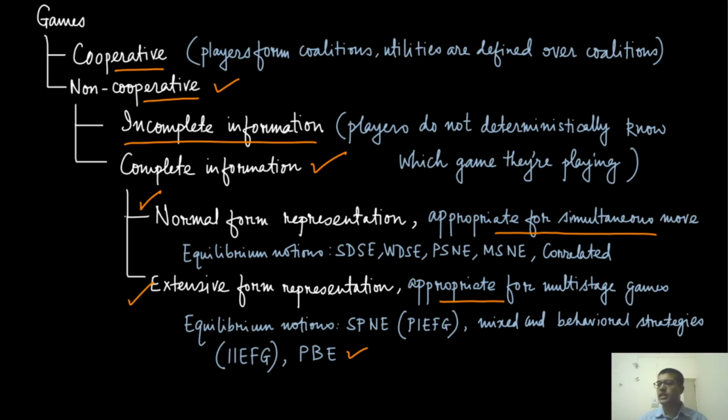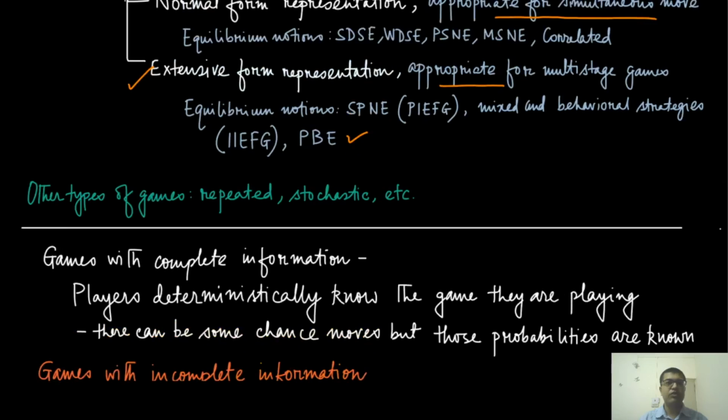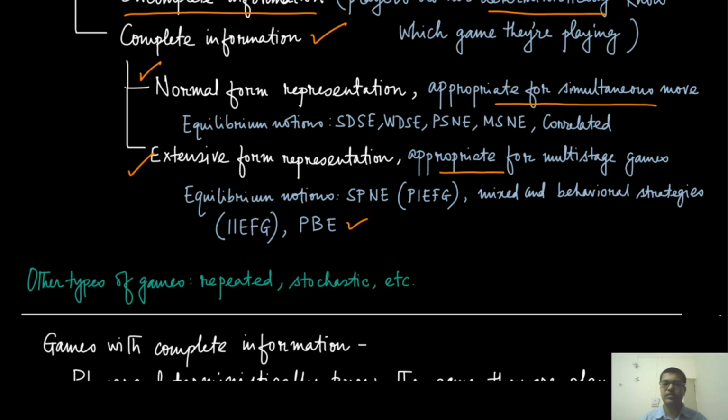What we are going to discuss in this module and in the following are games with incomplete information. This is the kind of games where players do not deterministically know which game they are playing. So let us look at such examples. And of course, there are other classes of games like repeated games and stochastic games, which we will not be discussing. In fact, given the information that we have discussed so far, we can think about different variations or maybe mixes of different kinds of games.